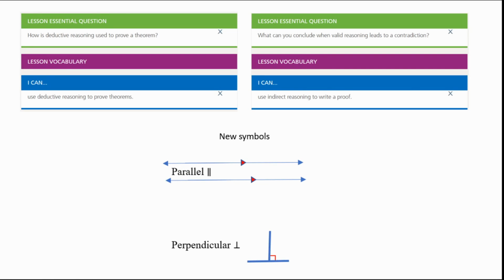All right, let's look at our lesson for today. We're going to cover 1.7 and 1.8. These are the final two sections in the chapter.